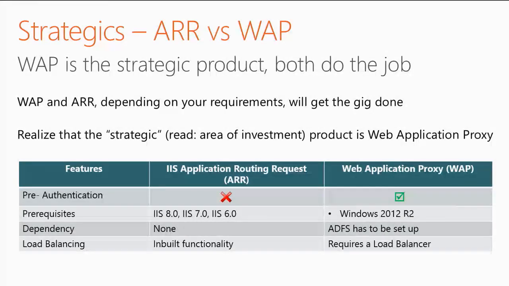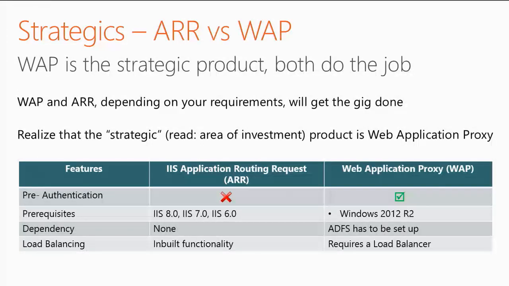All right, just a quick feature comparison so that you know. Pre-authentication is the big differentiator between both, and the prerequisites. So ARR, you just slam it on an IIS box and you're good, right? You just put up an IIS box, you put ARR on it, and you're done. WAP does a bit more. It needs a bit more.